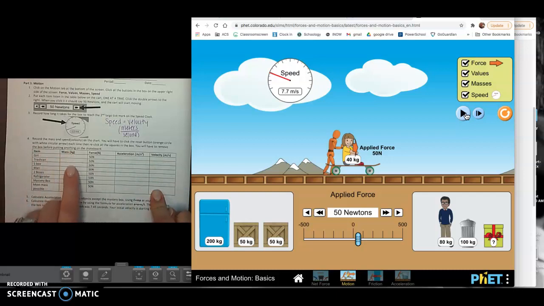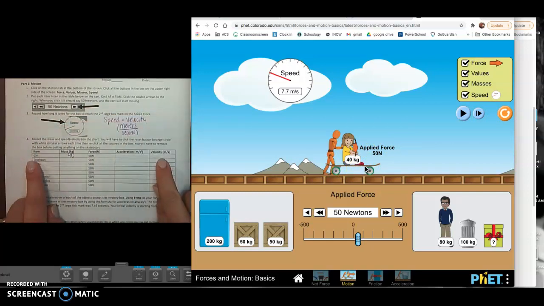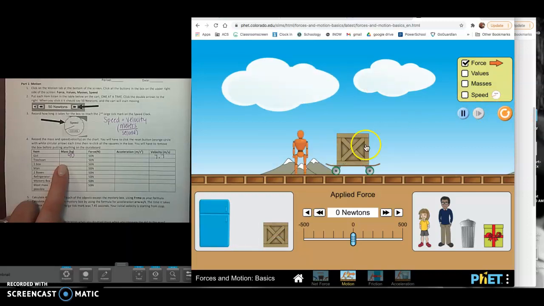And you also need to record the mass. So the girl's mass, we see right here, is 40 kilograms. So we're going to write that right here. And her velocity was 7.7 meters per second. And we're going to do that for each of these objects. So you have to click this button that's circular and it's reset.